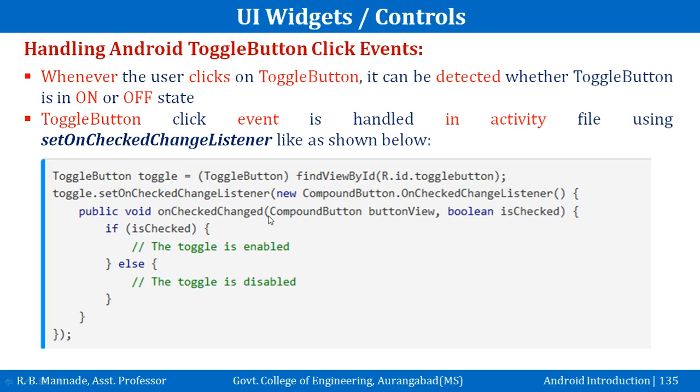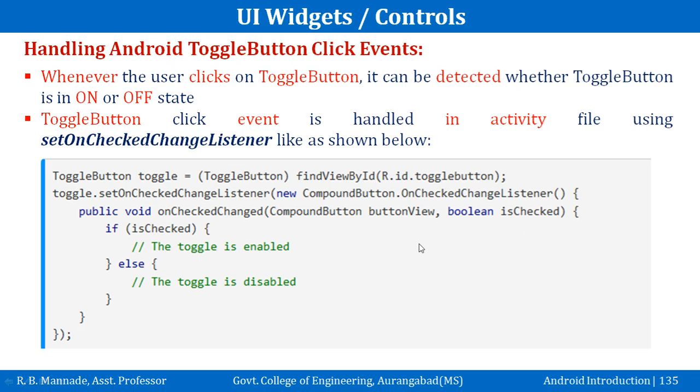So here, in order to implement click event handling of the toggle button, we need to create one object of the toggle button as shown here. So ToggleButton toggle is equal to, then we use findViewById to map our definition which we have defined in the layout file of that particular toggle button to this object of the toggle button. And then on this object of toggle button we are registering this OnCheckedChangeListener. That is why here we have called toggle.setOnCheckedChangeListener, and these are the parameters.